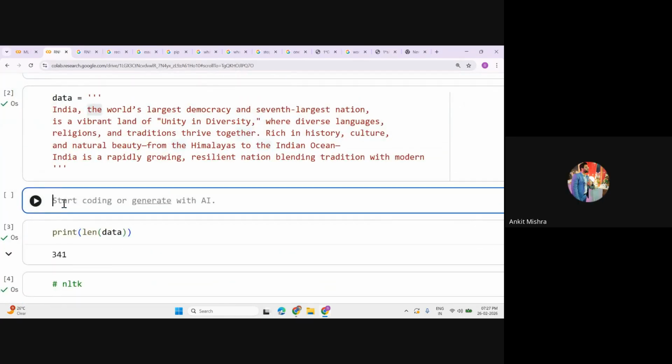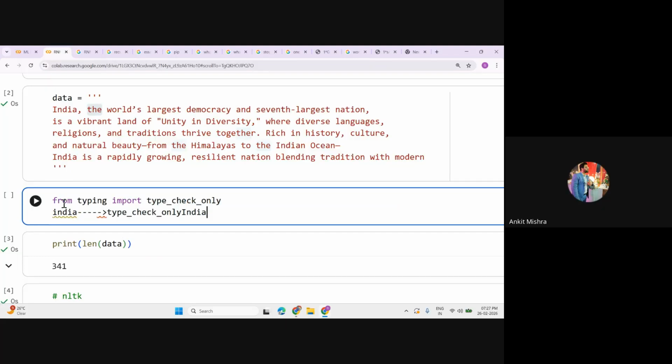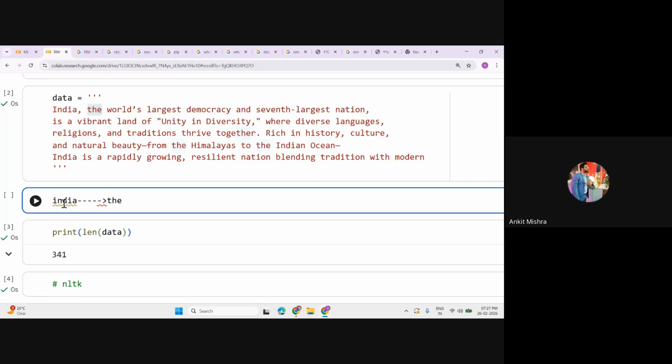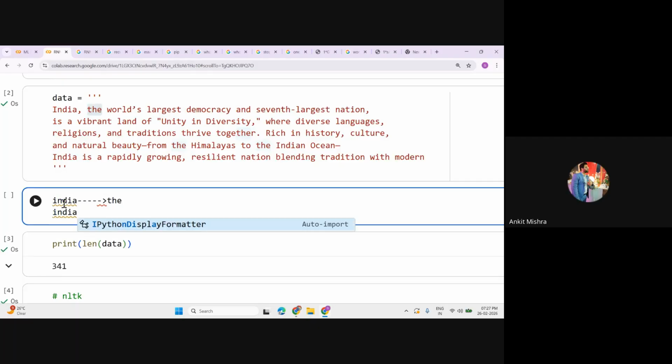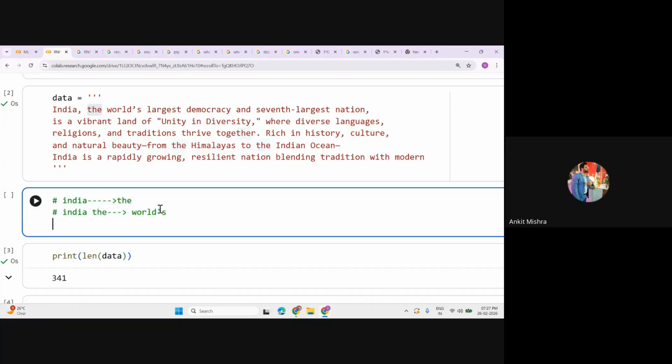And this behaves something like this. You have to create input and output labeling data. If India is the input, the output will be "the". Let me write this again. If "India the" is the input, then the output will be "world". You do not need to do this manually, right? You have to create a model for that. If "India the world" is my input, then "India the world's", okay, so the output will be "largest".